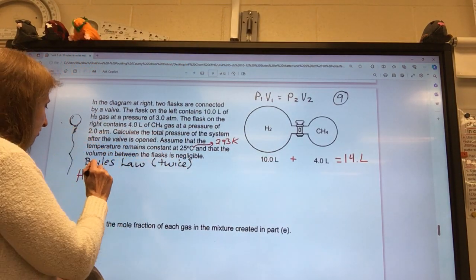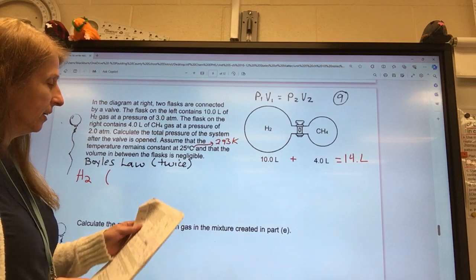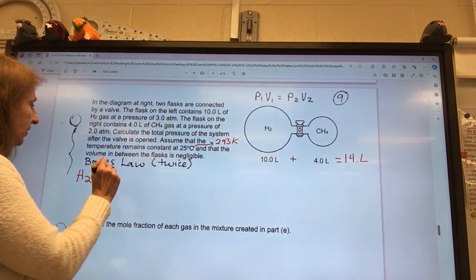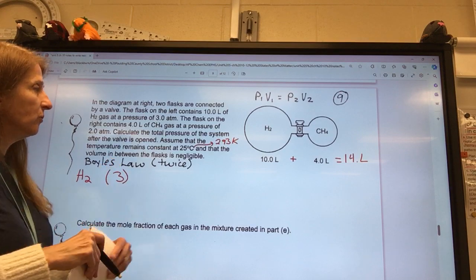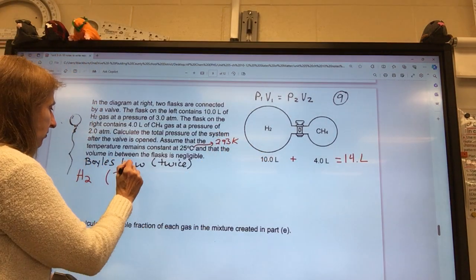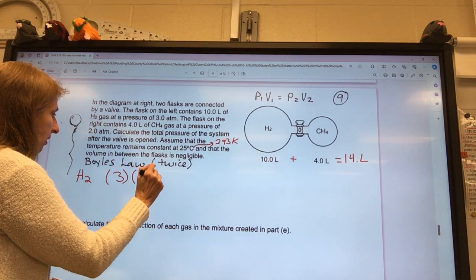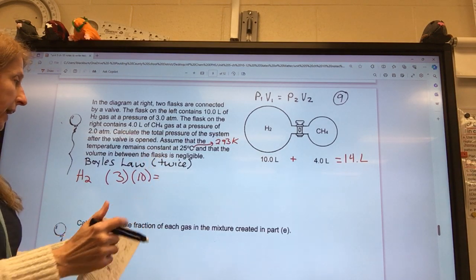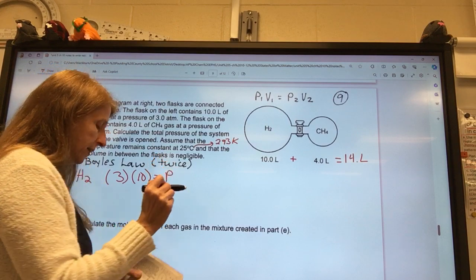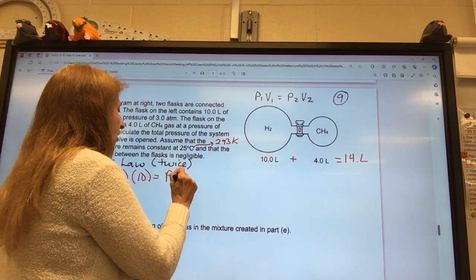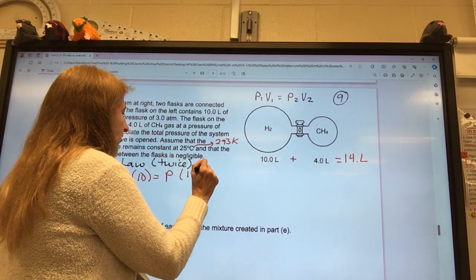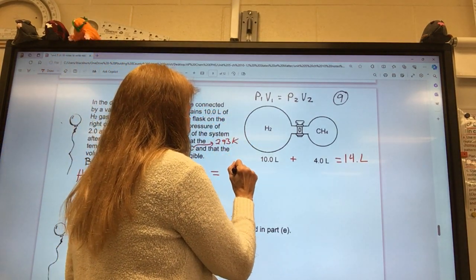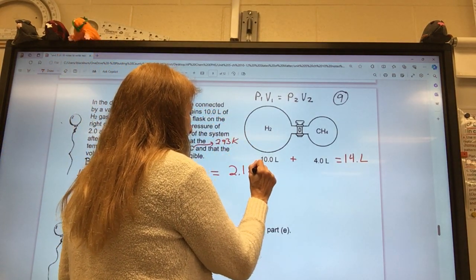So we're going to do it once for the hydrogen gas. Okay, so the hydrogen gas started at 3 atmospheres, and its volume was 10 liters. Then we have our second pressure. We don't know what that is, but our new volume is 14. So we can solve it, and the pressure is 2.1 atmospheres.